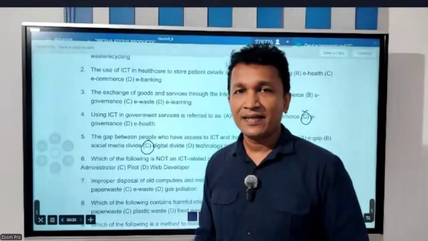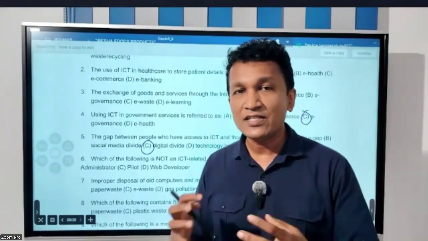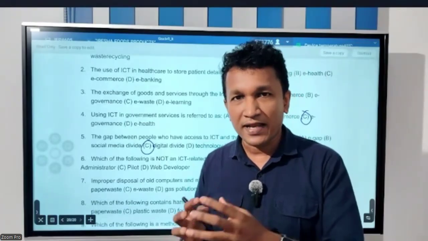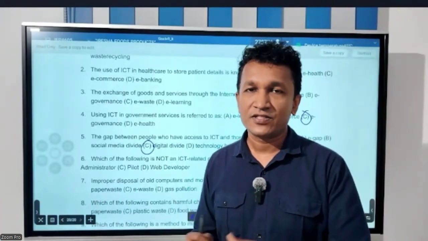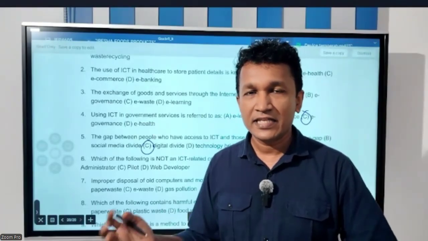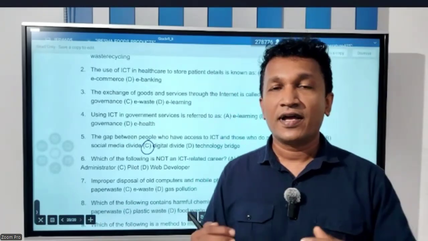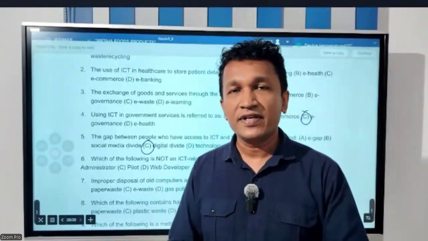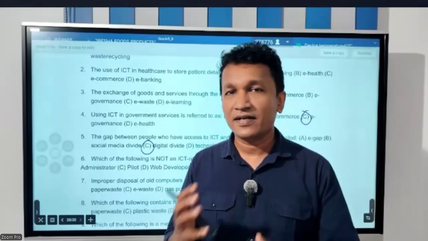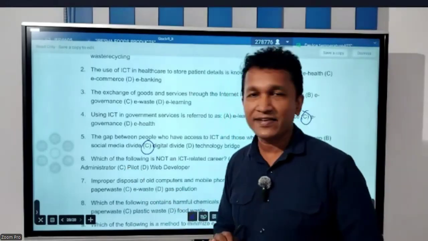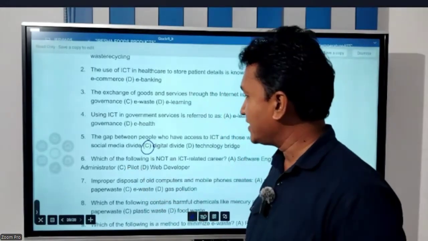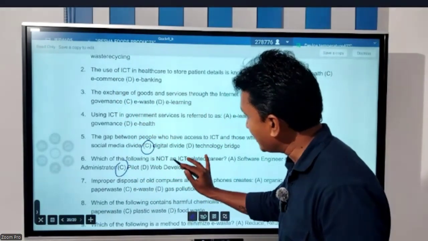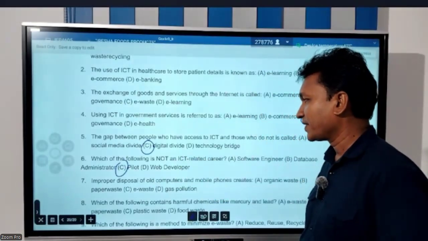But pilot is using ICT, but it is not related to an ICT job. It is not an IT related job. The pilot job is a different task. It's normally like a bus driver, his duty is to carefully drive the bus. The pilot's job is to carefully fly the airplane. So this is not IT related, right? Then the answer is C, pilot. What we got there is not an ICT related career. The answer is pilot.